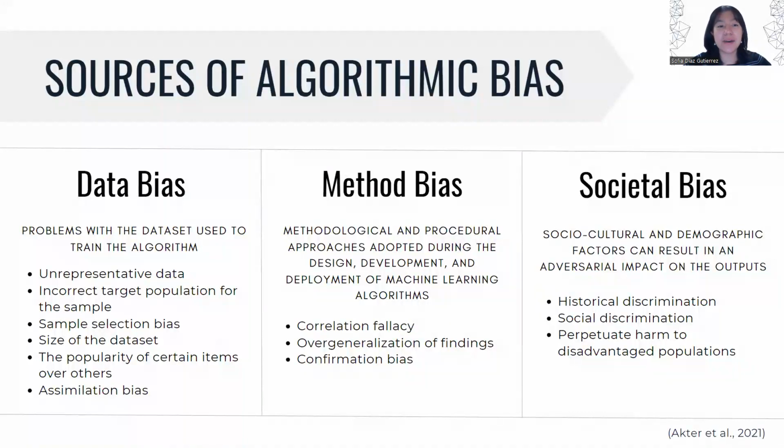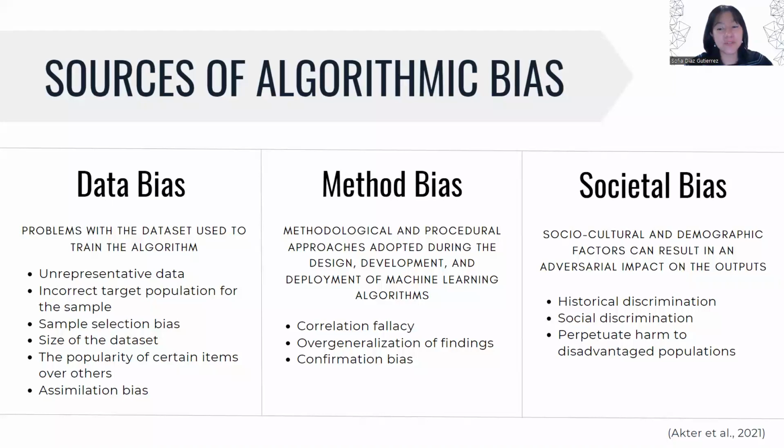For example, data bias, which are problems with the dataset used to train the algorithm, method bias, which deal with the design, development, and deployment of the machine learning algorithms, and societal bias, because we know these systems are used within a society. So social, cultural, and demographic factors can result in adversarial impact on the outputs. Here we can see different examples for each of the different sources of algorithmic bias.